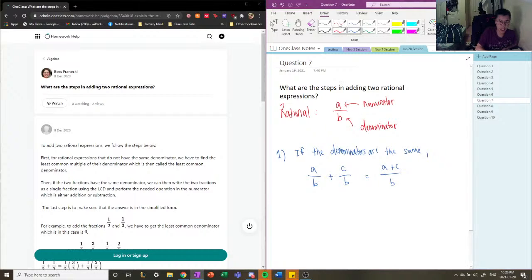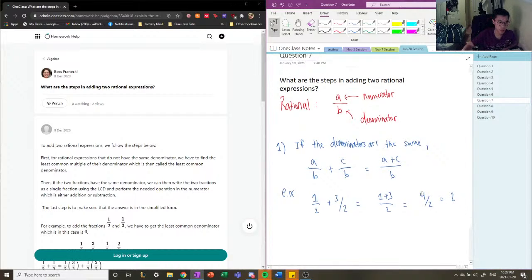Okay, so let me write an example here. So if we have, let's say, 1 over 2 plus 3 over 2, right? That will be equal to 1 plus 3 over 2, right? And we simplify, we get 4 over 2, and we know that 4 is a multiple of 2, so we can simplify and we get 2. Okay, so that's the first case.